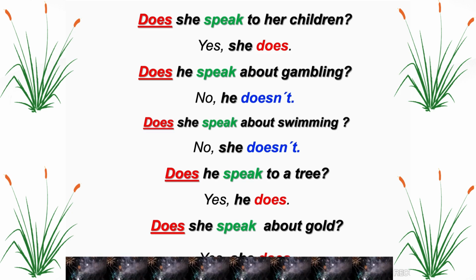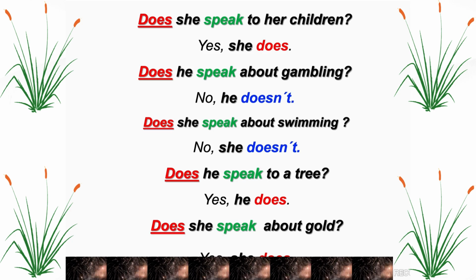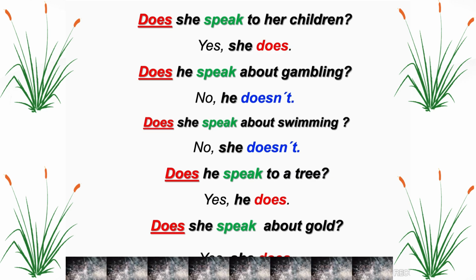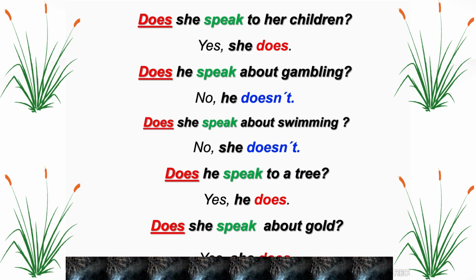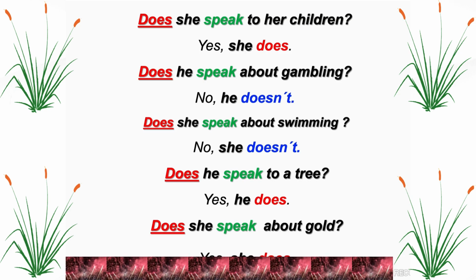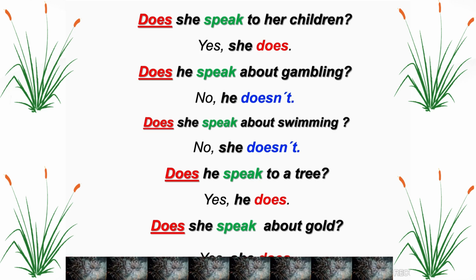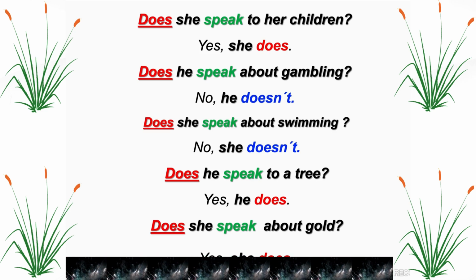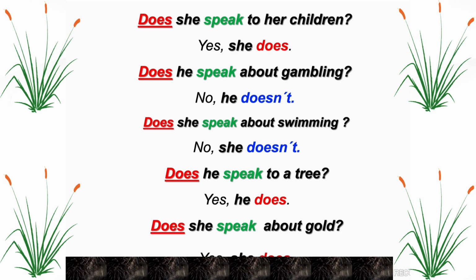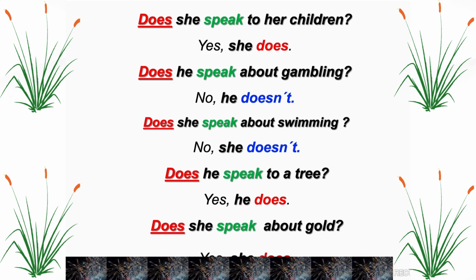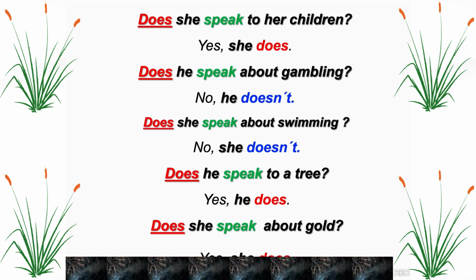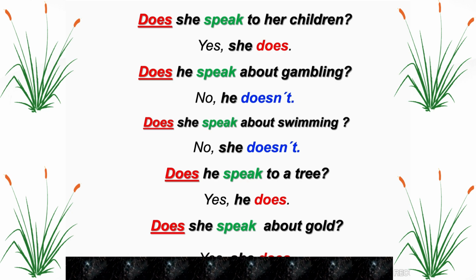Does she speak to her children? Yes, she does. Does he speak about gambling? No, he doesn't. So gambling is a game in which you bet the money and you can win or you can lose. Does she speak about swimming? No, she doesn't. Does he speak to a tree? Yes, he does. Some people speak to a tree, speak to stones, speak to water, speak to the moon, speak to the sun. So does he speak to a tree? Yes, he does.